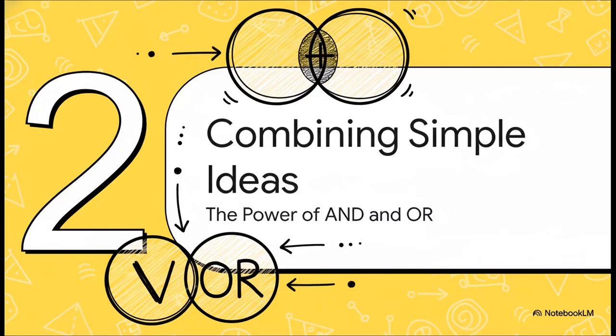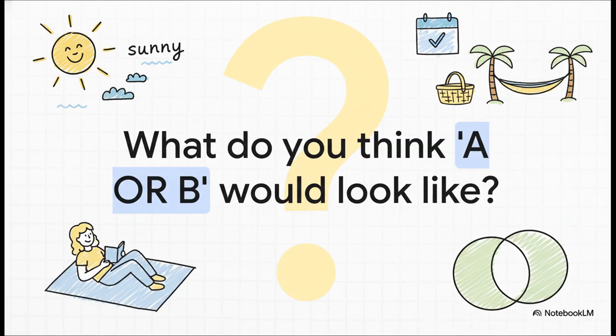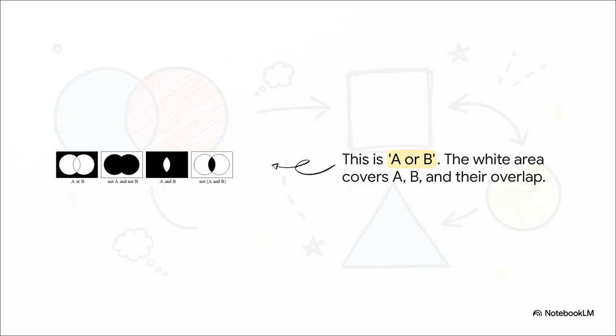All right, now that we have our words, let's start making some sentences. We're going to use two of the most powerful connectors in all of logic, and, or. So I've got a question for you. How would you draw "it's sunny or it's the weekend"? Take a second. Which parts of this diagram do you think would have to be true for that statement to hold up? And there it is. A or B is true. If it's a sunny weekday, a cloudy weekend, or even a sunny weekend. The point is, as long as at least one of those things is true, the whole statement is true.